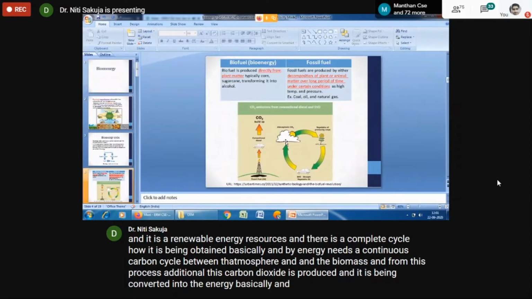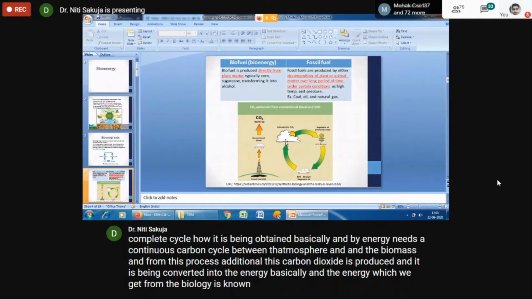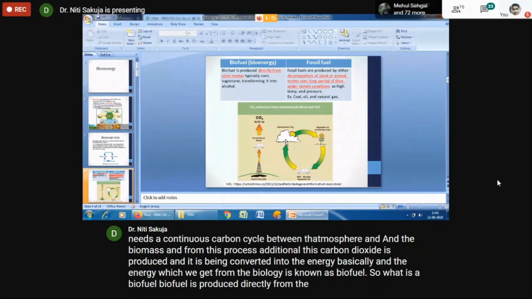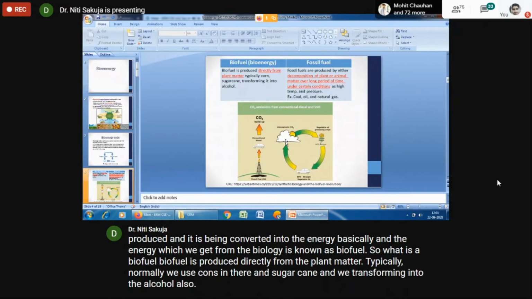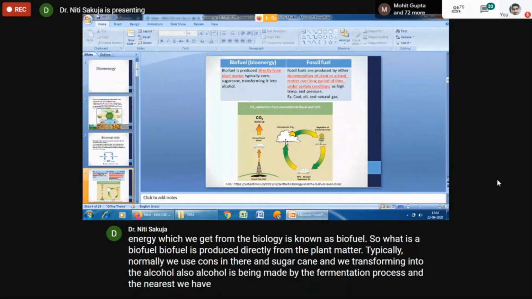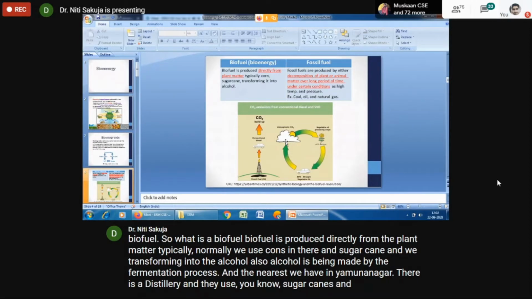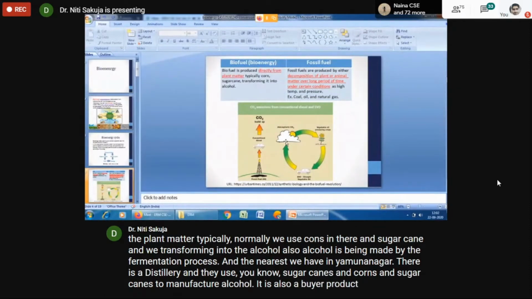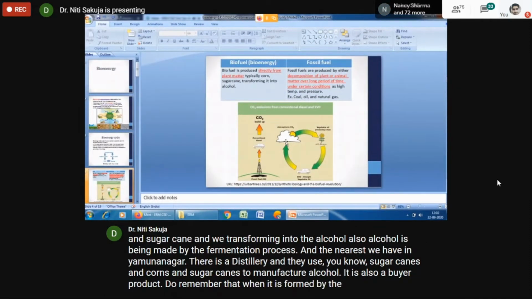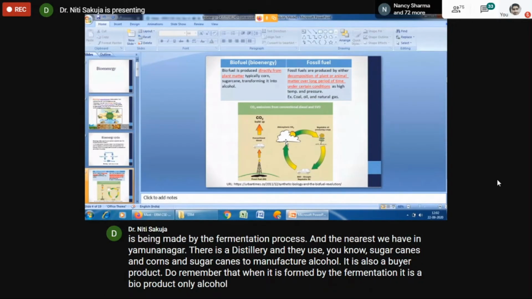The energy which we get from bioenergy is known as biofuel. So what is a biofuel? Biofuel is produced directly from plant matter. Normally we use corn and sugarcane, and we transform them into alcohol by the fermentation process. Nearby in Yamunanagar there is a distillery that uses sugarcane and corn to manufacture alcohol. It is also a bioproduct. Do remember that when it is formed by fermentation, it is a bioproduct. Alcohol is also a bioproduct.